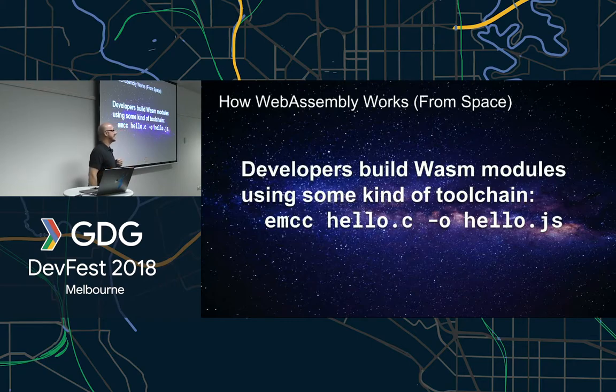But how do you use this stuff, right? It's really quite easy. You install the Emscripten SDK, and you basically do this. Here's my source program, hello.c. I go emcc, which is the Emscripten C compiler, and I go -o hello.js. And you're done. You've built a WebAssembly module.